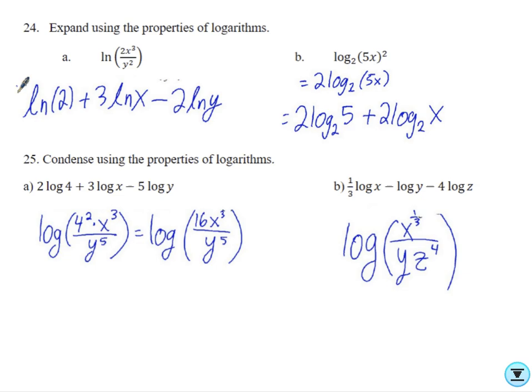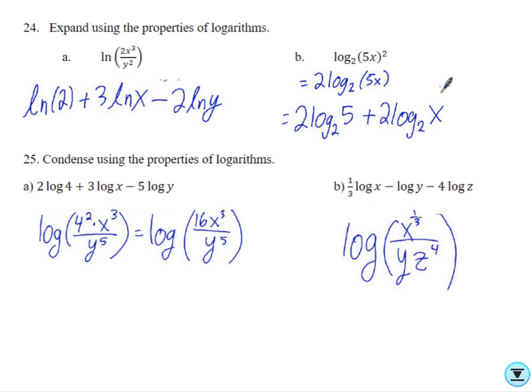Alright, then for 24, I have expand using the properties of logarithms. The key thing here for this expansion is to remember that the 2 is separate than the x cubed. So the 2 here is being multiplied by the x cubed, remembering, of course, that any exponent when we're expanding gets moved to the front and multiplied. So this is ln of 2 plus, because we multiplied, 3, because that was an exponent, ln of x, and then minus, because the y squared was in the denominator, 2 moves to the front as an exponent, ln of y.